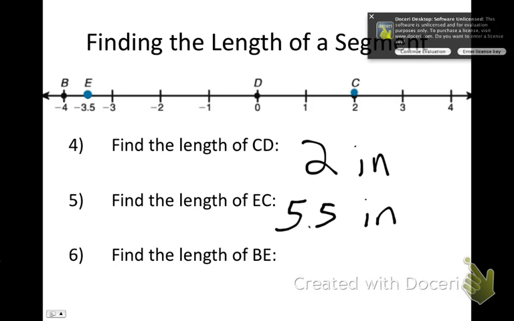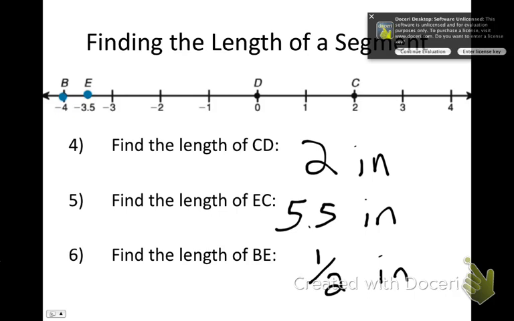And last, number 6. Find the length of B to E. So I'm going that short, small segment right there. Think about it. Yes, ma'am. What do you got for an answer? 1/2 inch is correct. Nice job.